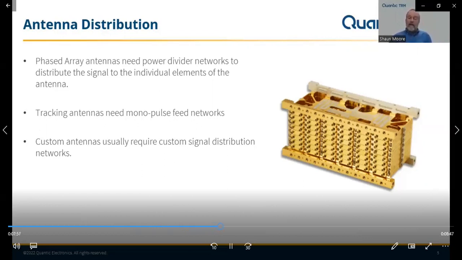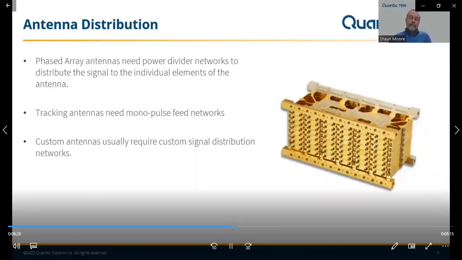Tracking antennas very often have a mechanical piece on them, and they are often fed with a monopulse type feed network. Really, the exact nature of the feed network depends on the nature of the antenna itself, but there is almost always a passive distribution system between your transmitter or receiver and your antenna system. And again, that is another big place where TRM can add value.